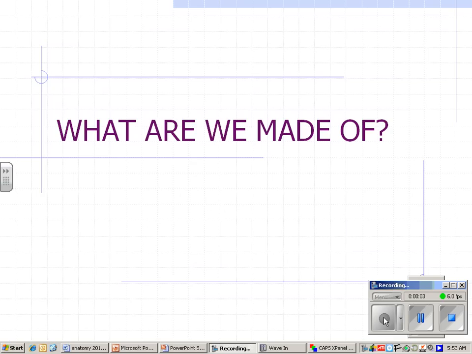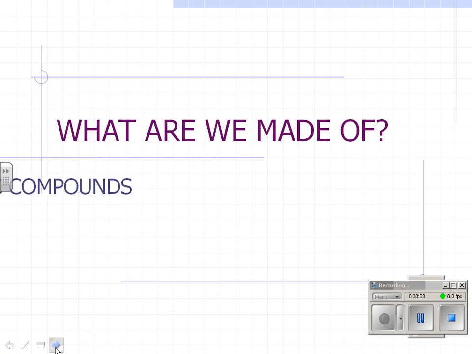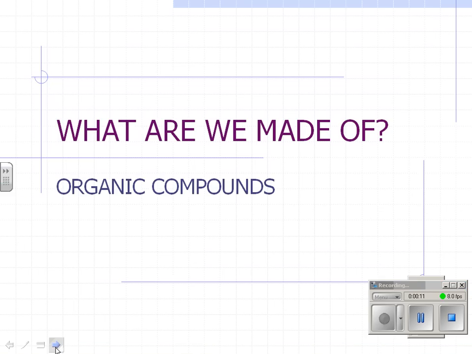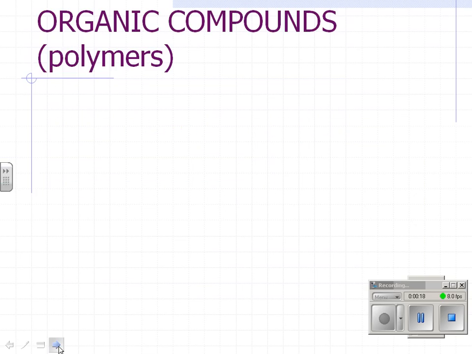Our discussion for today is on proteins. I'm sorry, I'm wrong, and what we are made of. And we are made of things called organic compounds. Organic compounds are called organic. We have another word for organic compounds, that's polymers. Polymers.